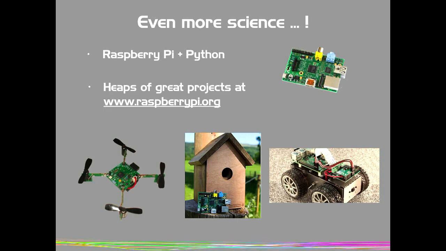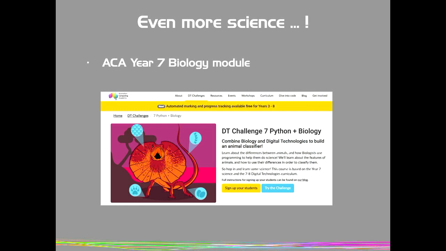I'm not going to go too much into it, but if you really want to get into physical computing, I strongly recommend checking out the Raspberry Pi website. Oh, and one more thing on science. Shout out to the Australian Computing Academy. You've got a very cute little Python and biology module on their website.